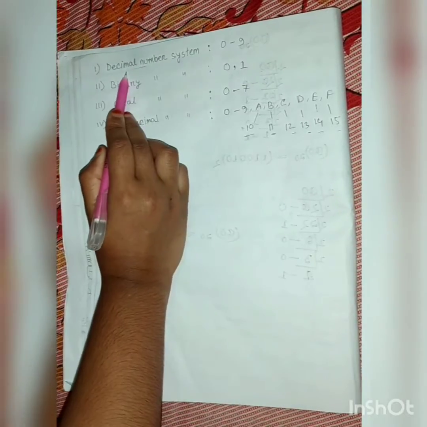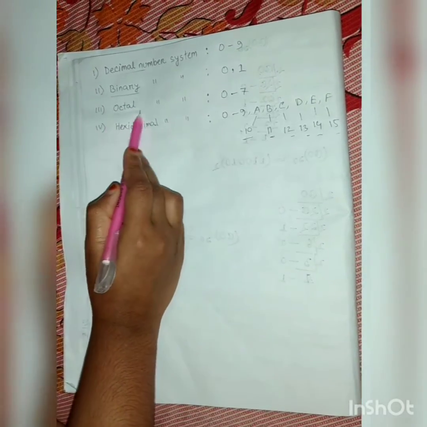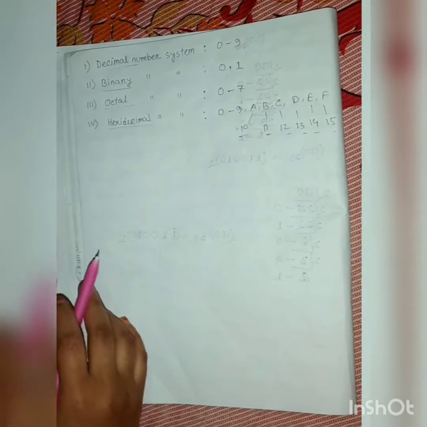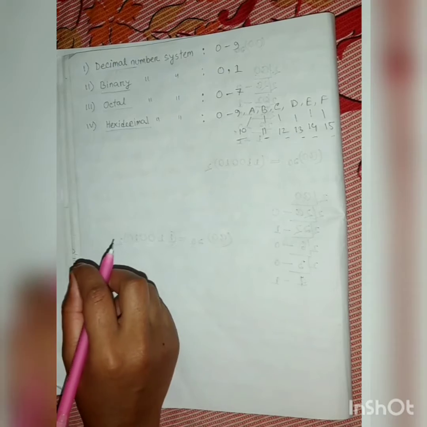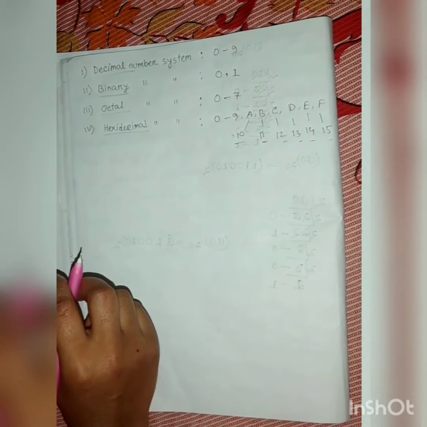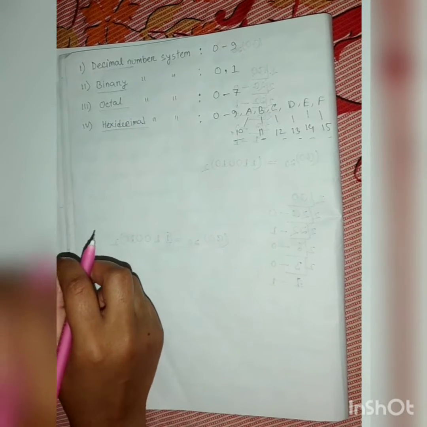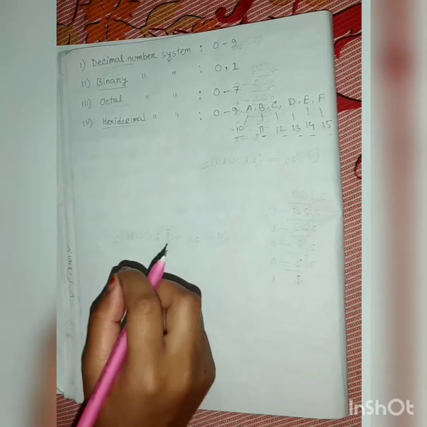Base of decimal is 10, the base of binary is 2, the base of octal is 8 and the base of hexadecimal is 16. So we will learn today the conversion from decimal to binary, the conversion from decimal to octal, then last of all we will learn the conversion of decimal to hexadecimal.